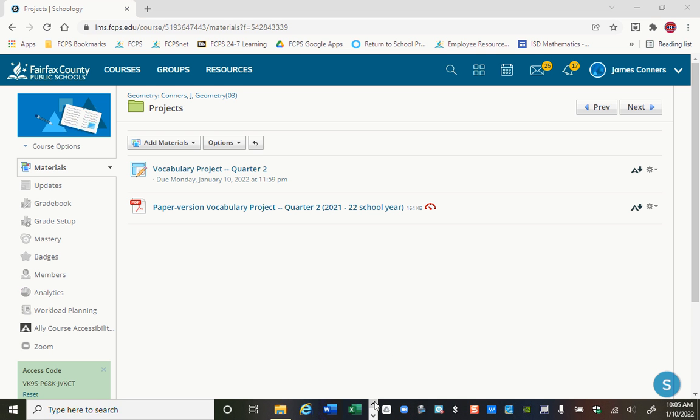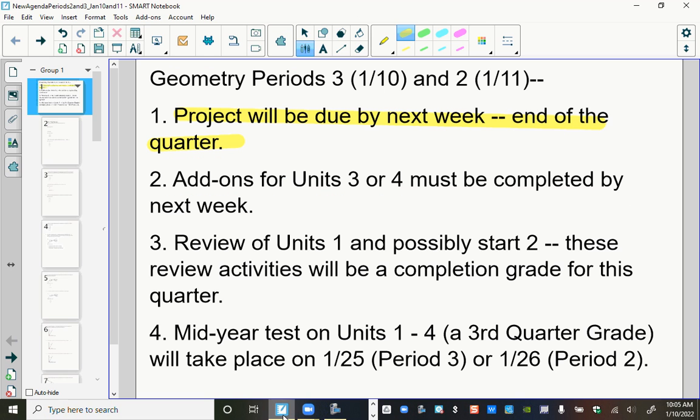All right. So now here's what we're going to do. Again, the project we talked about, 2 add-ons. Add-ons, you know where to go. They are in Schoology.